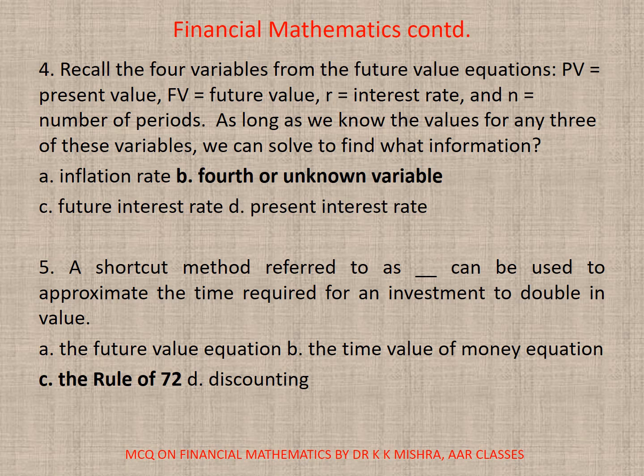5. A shortcut method referred to as dash can be used to approximate the time required for an investment to double in value. A. The future value equation. B. The time value of money equation. C. The rule of 72. D. Discounting. Correct option is C. The rule of 72.